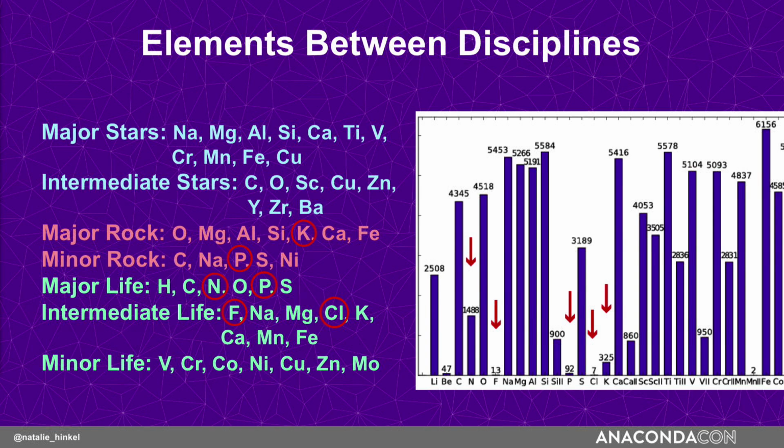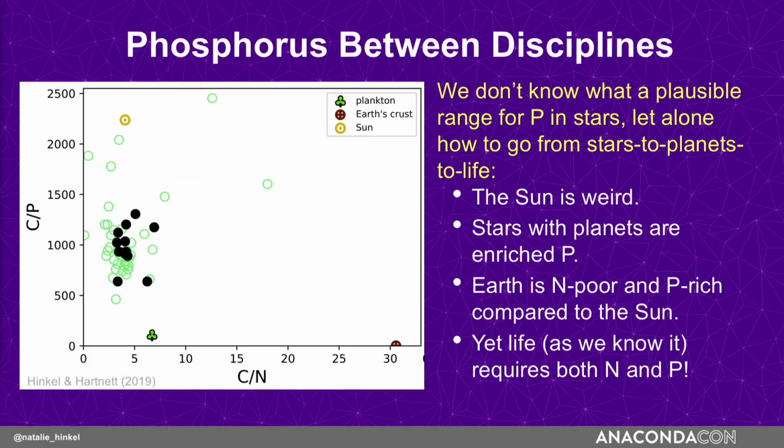So this is actually a problem that I started working on with a collaborator, Hillary Hartnett. She's at Arizona State. She's an oceanographer, and what we started doing is I tried to collect as many phosphorus abundance measurements in stars as I could. We have 92 stars that have phosphorus measured in them, 92. So we're like, okay, what can we do with this?